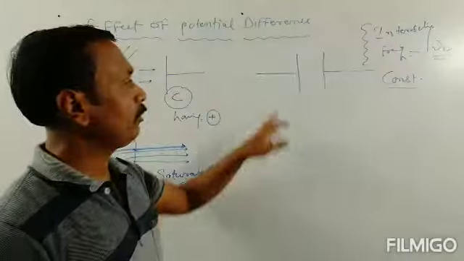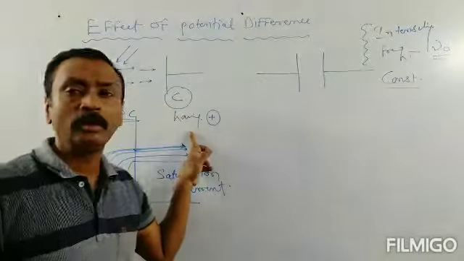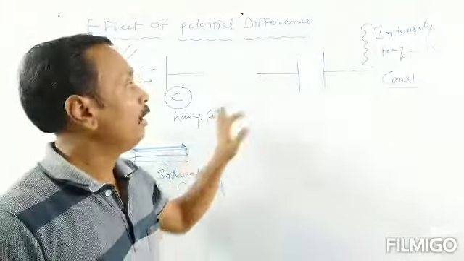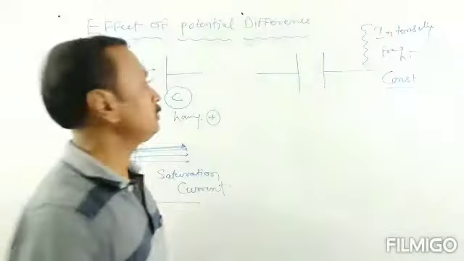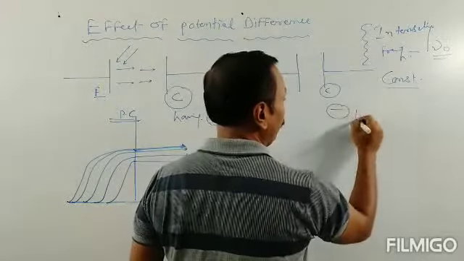But in the first case, the collector plate has the positive potential. In the second case, the collector plate has the negative potential.